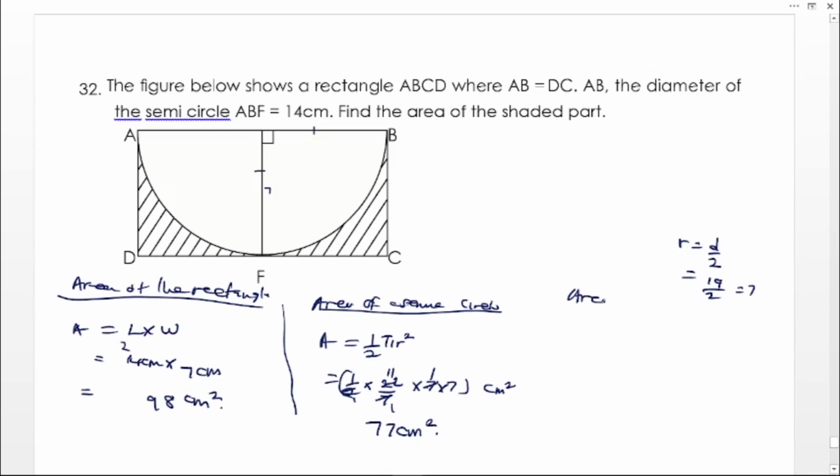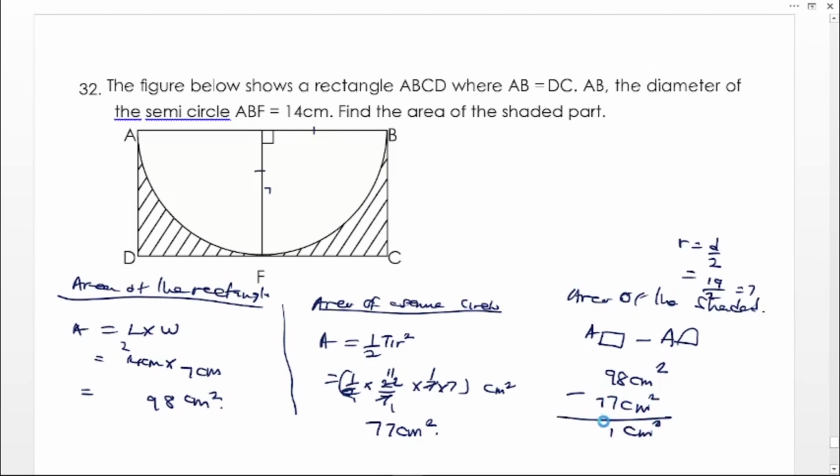Now the area of the shaded part. Area of the shaded part here is going to be area of a rectangle minus area of a semicircle. So that is 98 centimeters squared minus 77 centimeters squared, which is giving us 21 centimeters squared here. So area of the shaded part, this one is 21 centimeters squared.